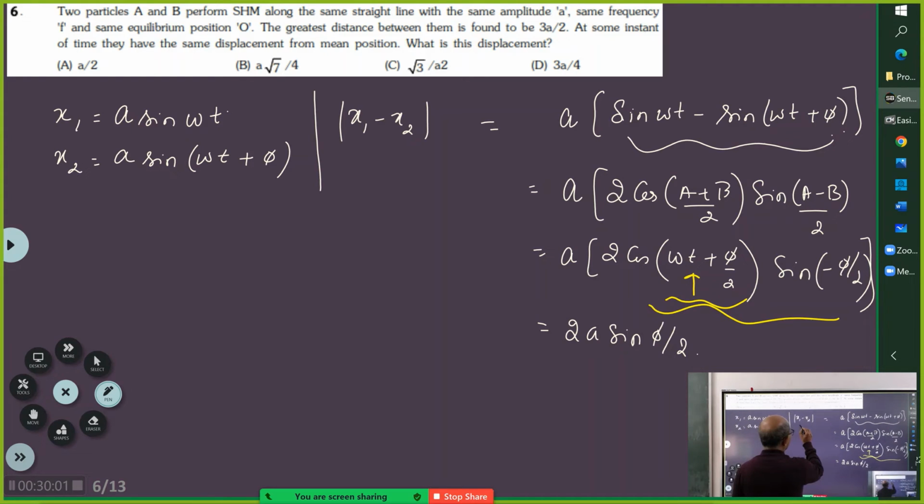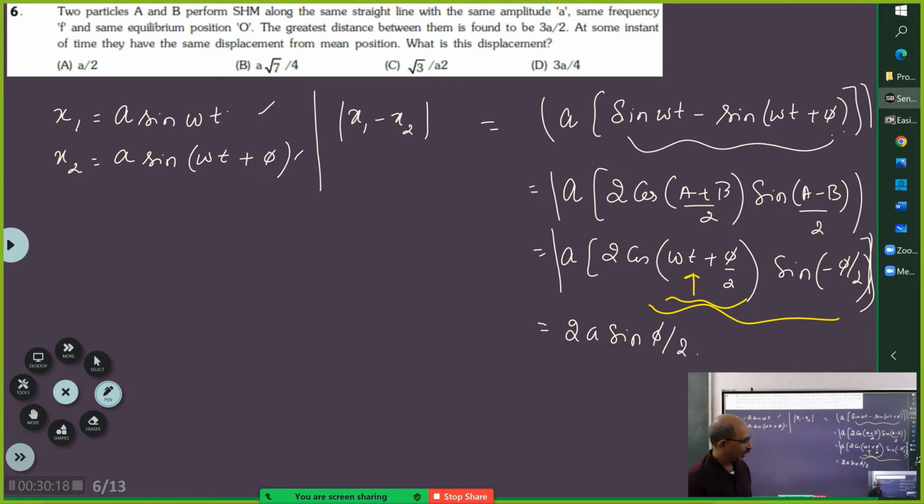I have written here the difference, whatever we have assumed, correct? And then you only simplified it. You got this value, correct? I'll keep writing the modulus. Then for this expression, what is the maximum value? The maximum value will be when, at a particular instant of time t, the cos function can have the maximum value 1, correct? So the maximum value of this expression will be 2a sine phi by 2, and this is equal to 3 by 2a. Clear? That is what they have given.